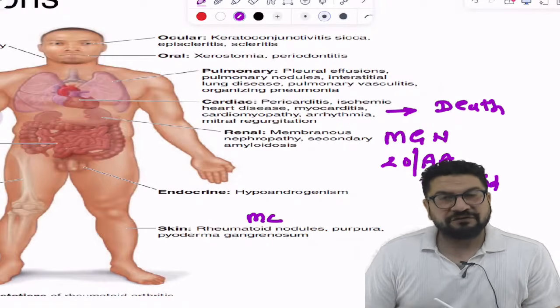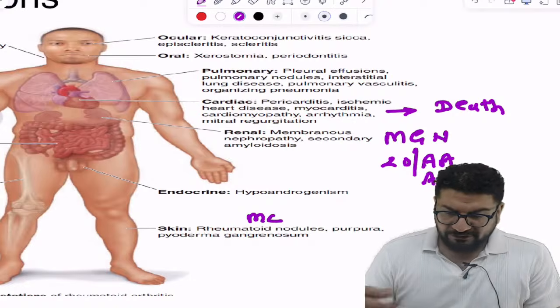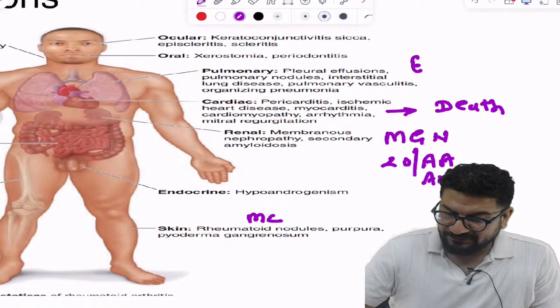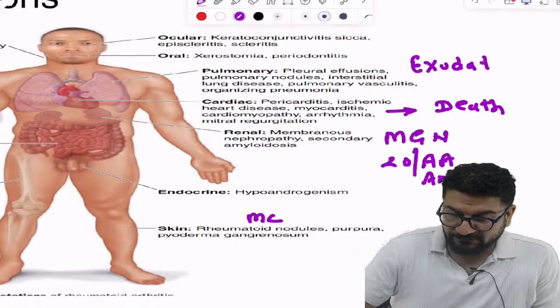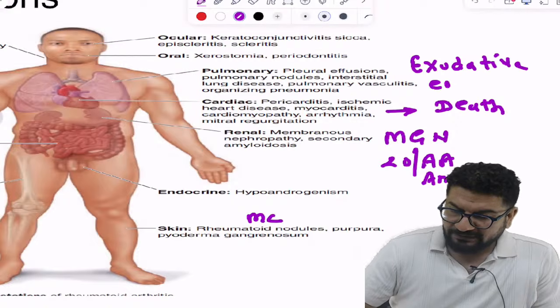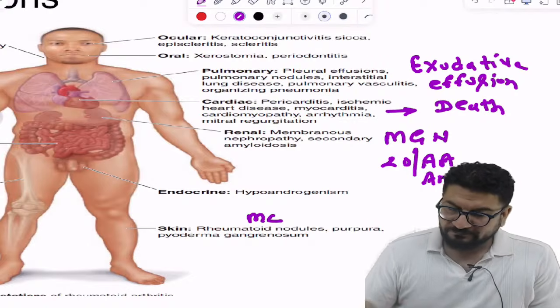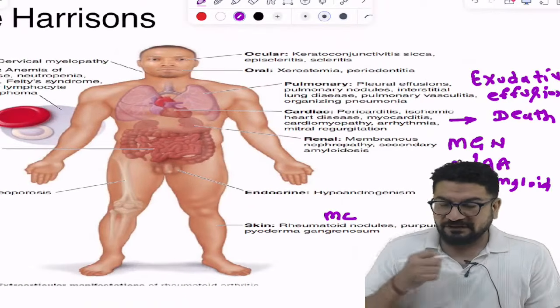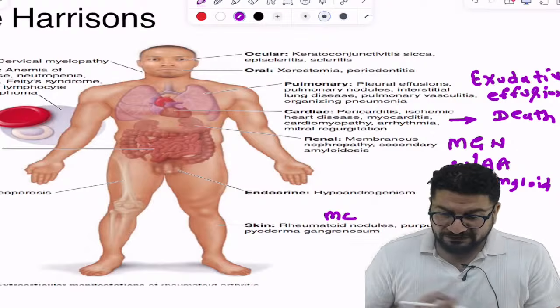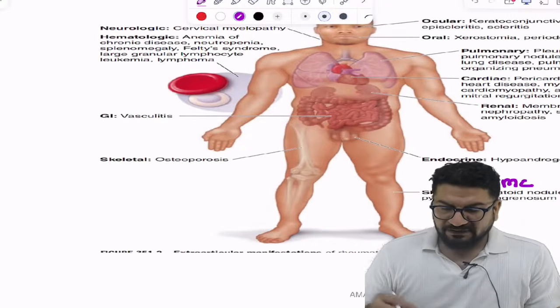There can be pulmonary involvement, there can be pleuritis, it can lead to pleural effusion. So just remember, only the MCQ part I am writing. Which effusion? It is exudative effusion. Listen to this video once at 1.5x before the exam. That's it what I want. Then you can notice there will be xerostomia, periodontitis. Then patient can develop vasculitis.